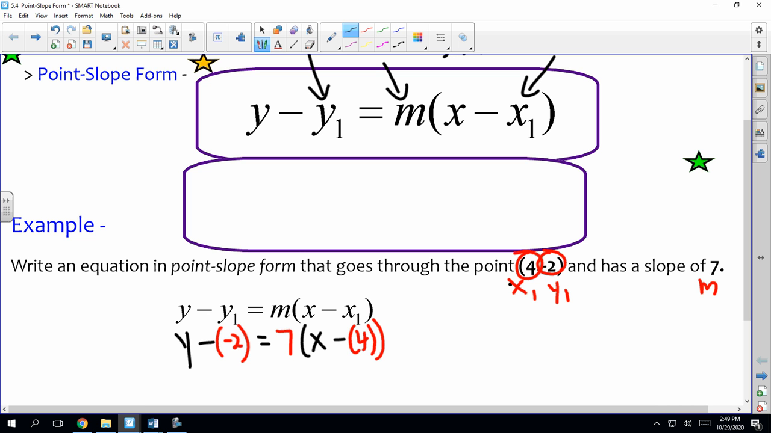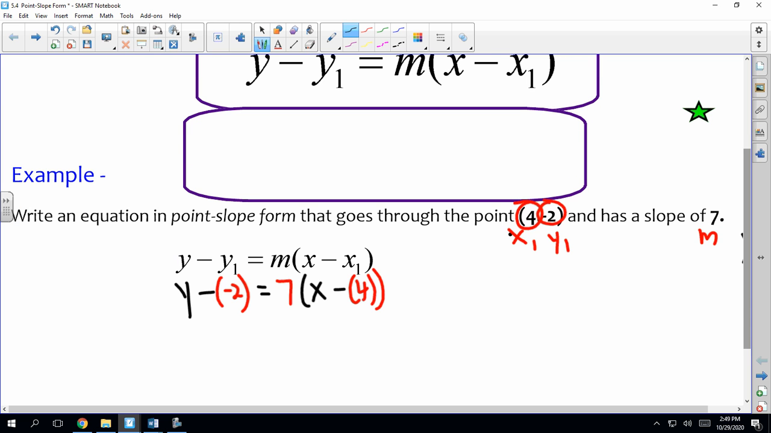And then I just clean it up. When I say clean it up, I mean I have this y minus a -2, which is the same as y plus 2, equals 7, and then I have x minus 4. And that is it. That's the equation of a line in point-slope form.